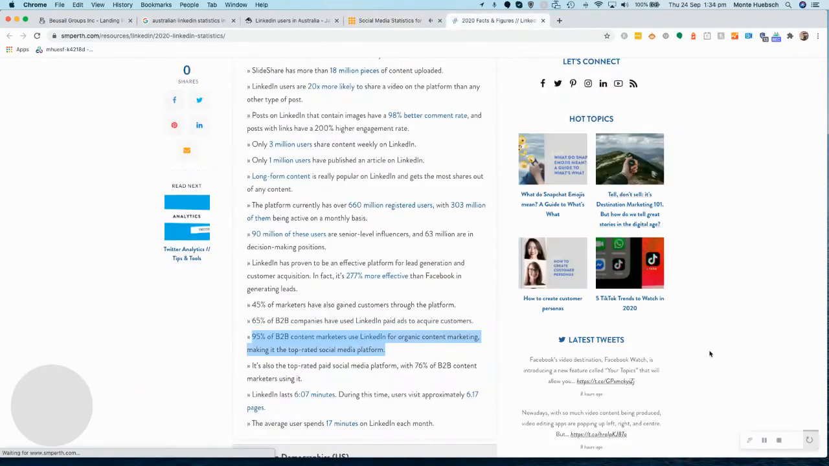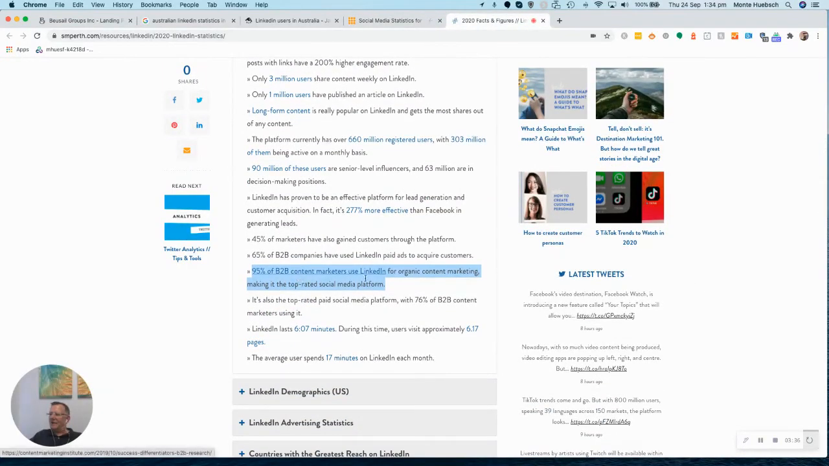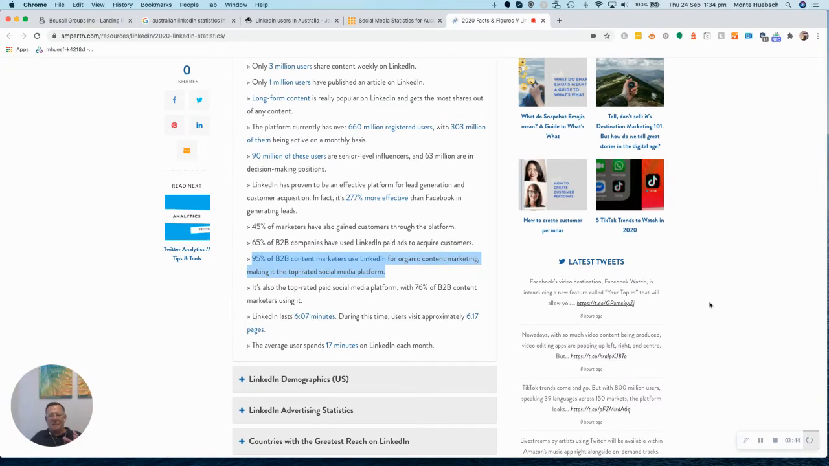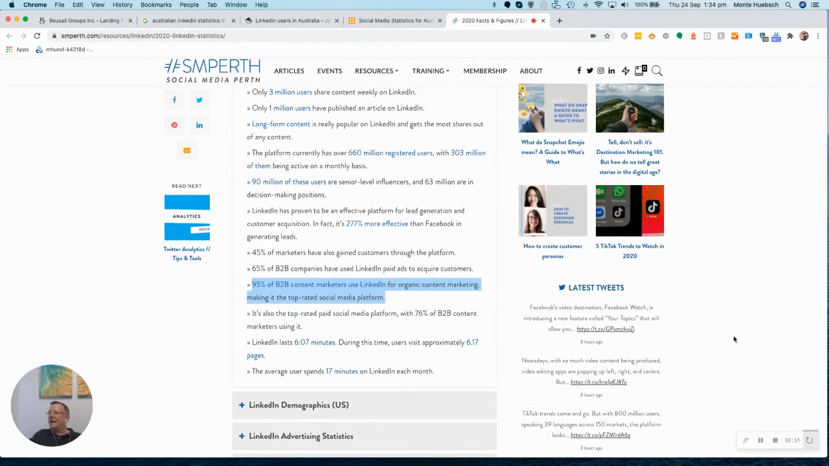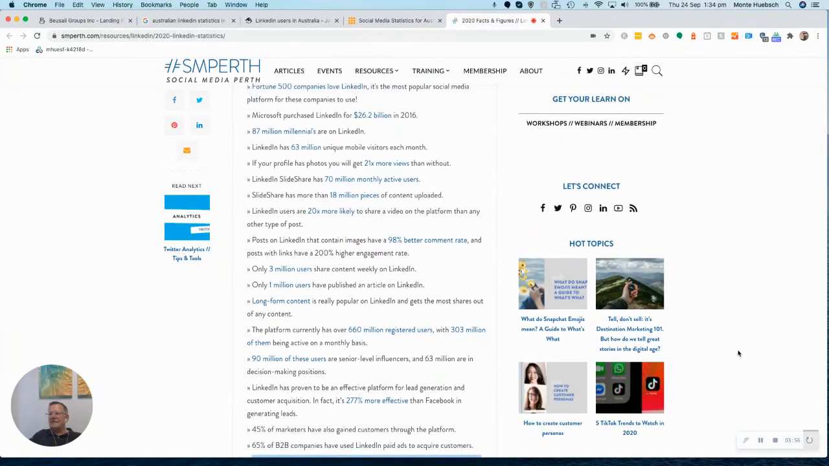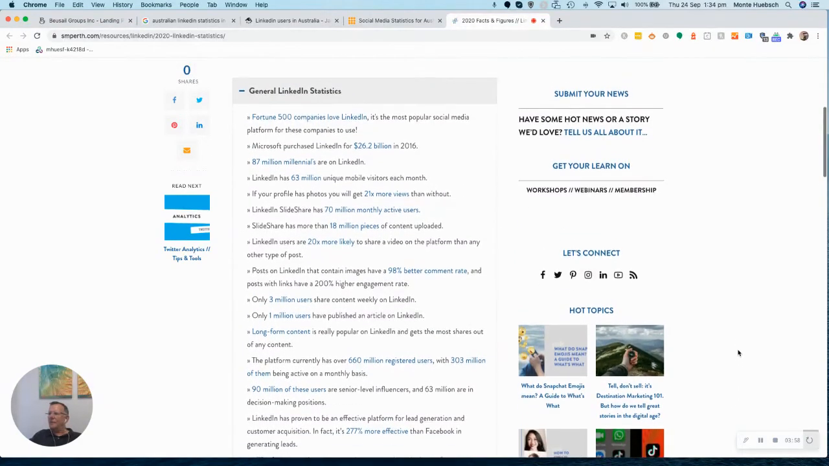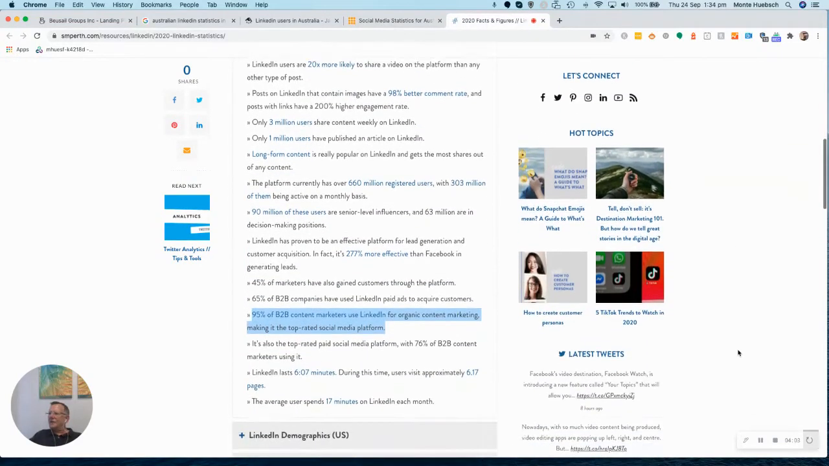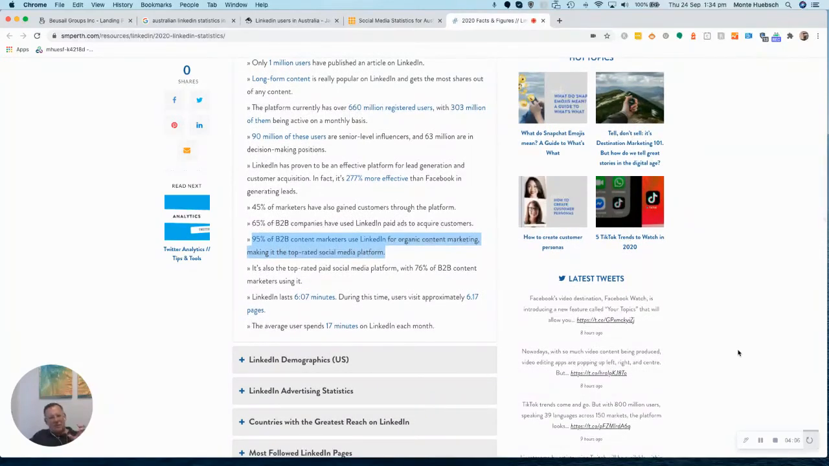And then there are some fun stats here. Again, 95% of B2B content marketers use LinkedIn for organic content marketing, making it the top-rated social media platform. Organic means you're not paying. You're posting there, you don't pay for that post, and it reaches out to you. 3 million users share content weekly on LinkedIn. I saw another statistic, and I don't see it here, but 43% of all the millionaires in the world are on LinkedIn. So LinkedIn is the social media platform for business-to-business commerce.